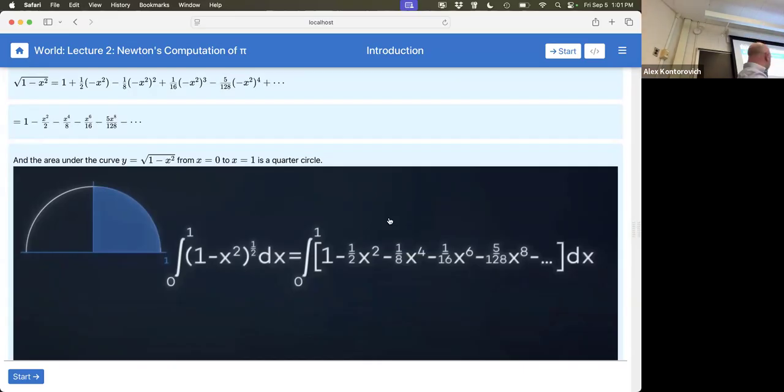Pi over 4. Pi is the whole circle. This is a quarter circle. This is pi over 4. And over here, we're going to get something that's very, very easy to integrate.